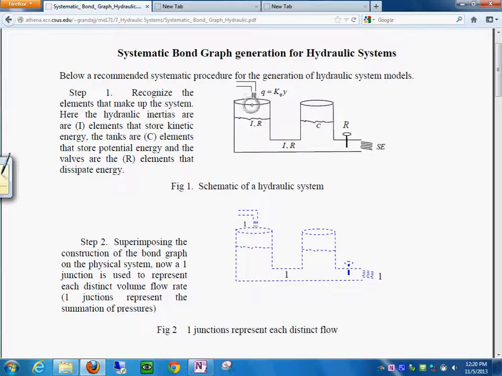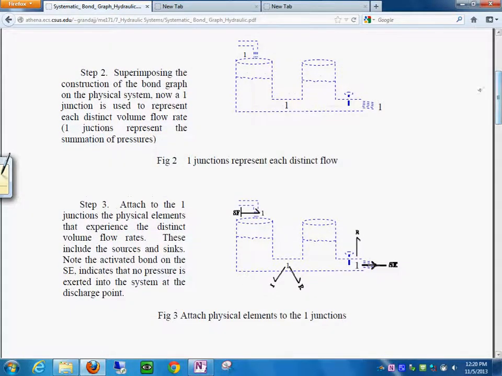What I would like to do today is the first step in a procedure consistent with what we have seen with the mechanical systems and also the electrical system, which would be to recognize the elements that make up the system here. And so we recognize the C element and the sources and the resistor over there. Okay. The second step, I am going to do something a little different now.